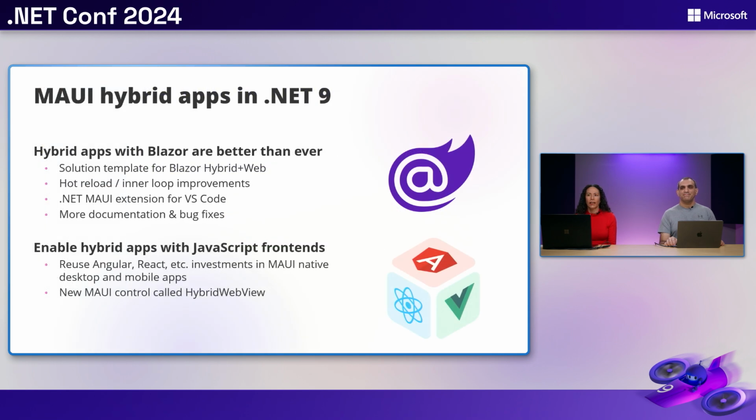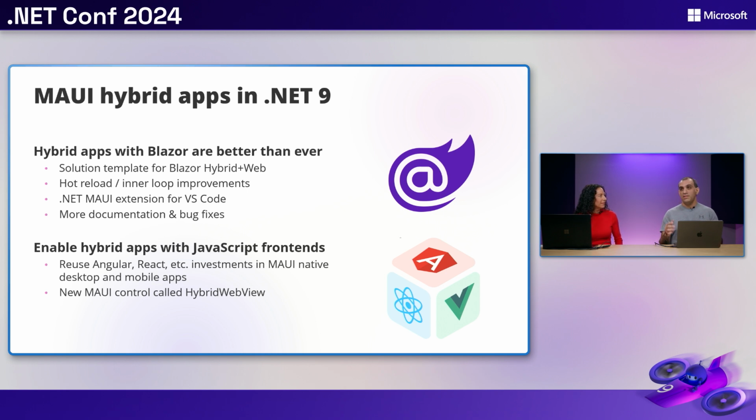All right, so MAUI hybrid apps in .NET 9. Hybrid apps with Blazor are hotter than ever. They're hotter and better and Blazing hot, yeah. We did a lot of inner loop and hot reload improvements, and a lot of bug fixes. The .NET MAUI extension for VS Code also supports hybrid and web development. And then we've also enabled other types of JavaScript front ends to come through into MAUI. And Alon, that's your baby. You want to talk a little bit about that?